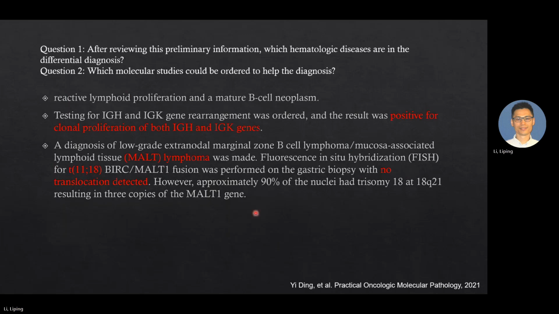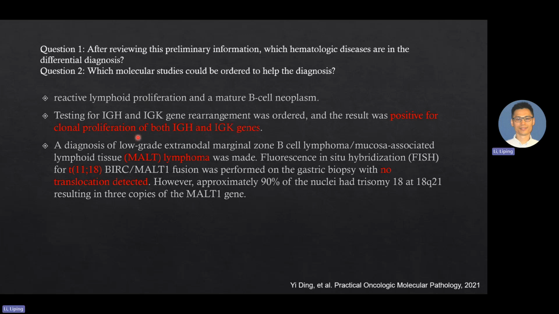So then what is our differential diagnosis? Of course, we are always thinking of reactive and then a mature B cell neoplasm. So what further tests should we order for the diagnosis? Here's a really important test for that: clonal proliferation. This patient is positive for immunoglobulin heavy chain and light chain kappa.